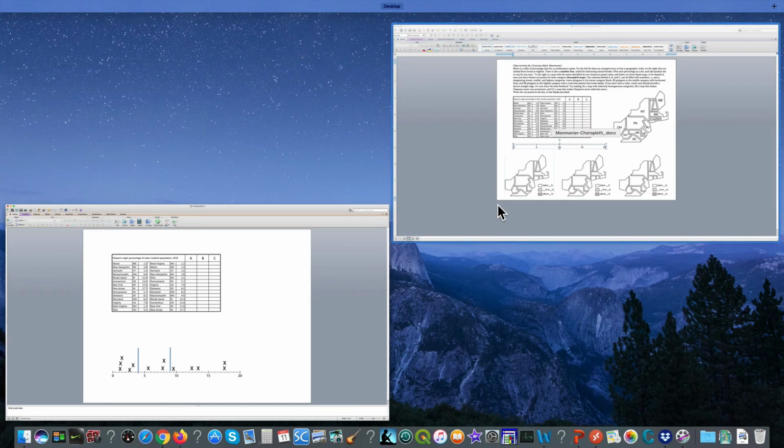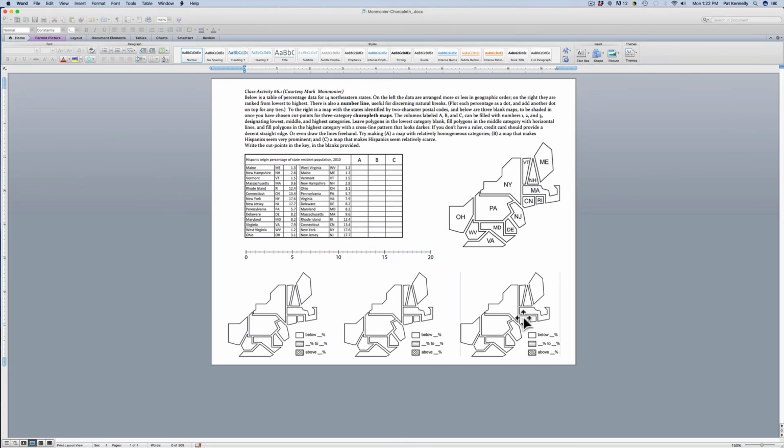In the end, you should have 3 different maps that are all filled in with these different patterns here, and they should all look different from each other. One's going to make it appear as if there's not a very large Hispanic population at all in the northeastern United States, and one is going to be intermediate, and then one is going to look like there's a relatively large Hispanic population within the United States. So it's going to have a lot more with this sort of pattern here.